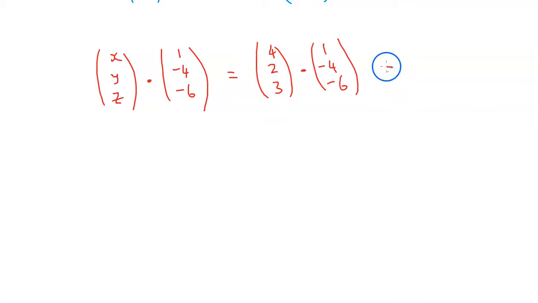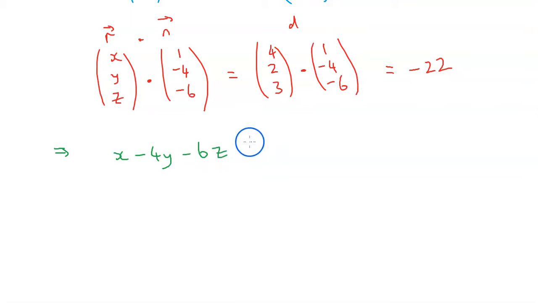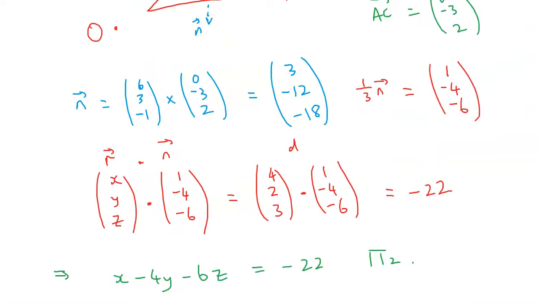Okay, and then we can leave it like this because this is r dot n, which is what the question asked for, but you can expand it out easily as well if you want. But anyway, the d value is this one here. It's a scalar because it's a dot product. So it's 4 times 1 is 4, minus 8 is negative 4, and then it's minus 18, so that'll be negative 22. And let's just expand it out anyway. So x minus 4y minus 6z is equal to negative 22. So that's our pi2 equation.